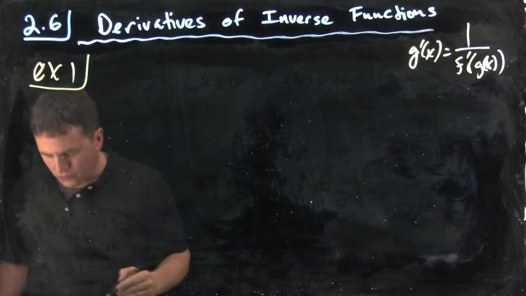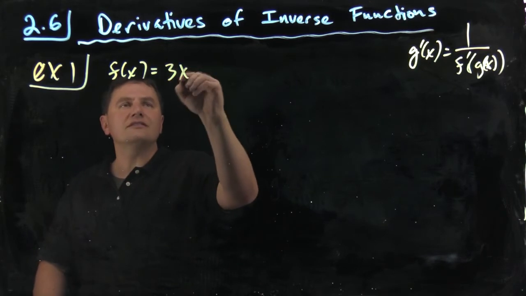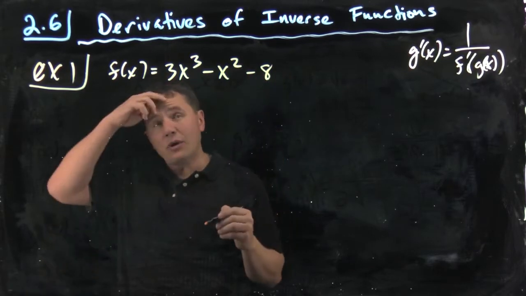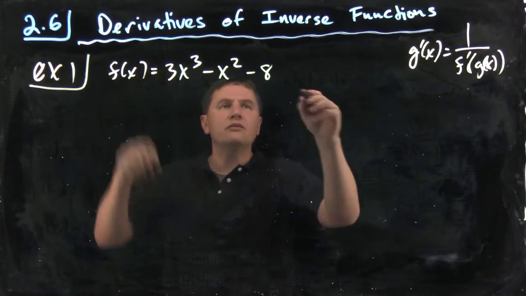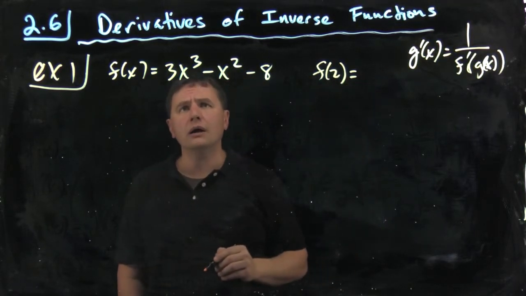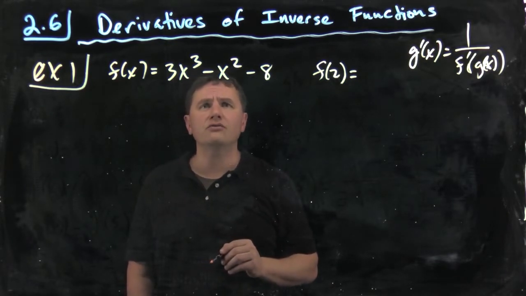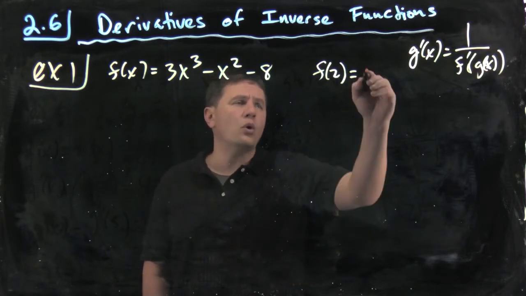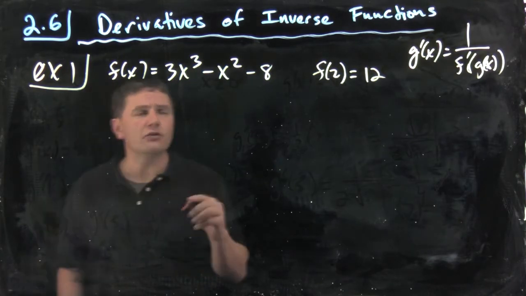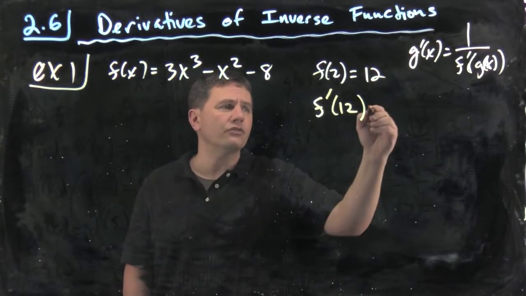So we'll actually call this the first example. We have f of x equals 3x to the third minus x squared minus 8. And the one thing I want to point out to you is, if we actually solve this, we know that f of 2 is equal to, let's see, 2 cubed is 8, 24 minus 4 is 20, so that is 12. Okay, so now what I'm interested in is the derivative of the inverse function of 12. So this is what I'm interested in.